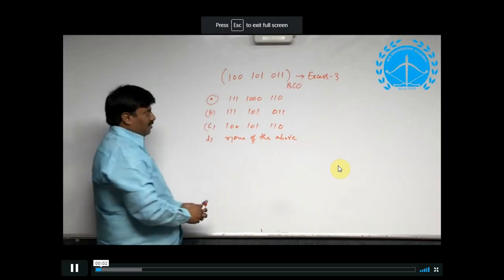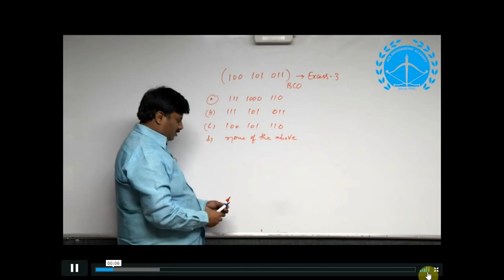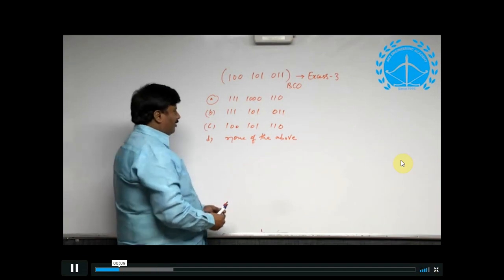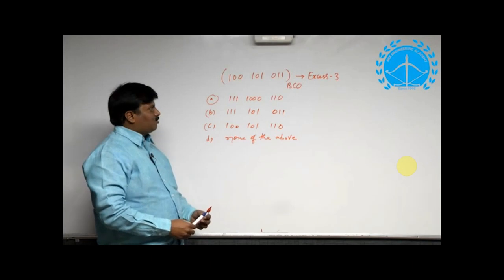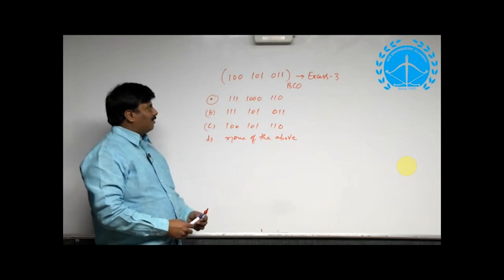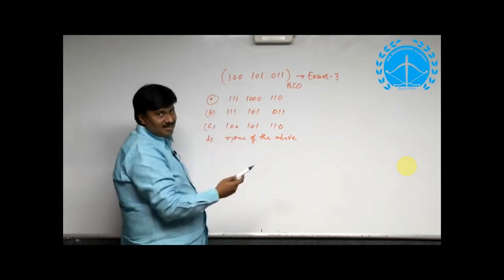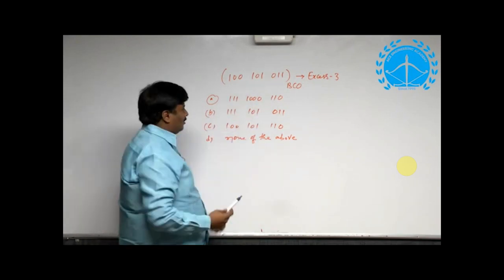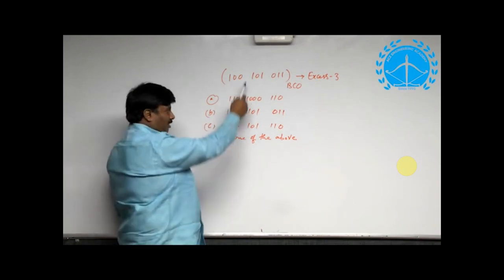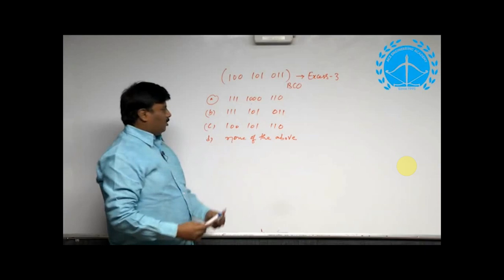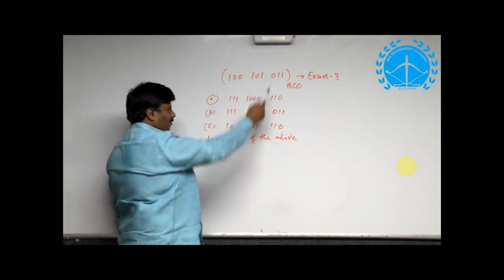To solve this question, let us go through the options given, which convert a BCO into XS3. If you look into option A, it is adding 3 to all the digits given: 4 plus 3 is 7, 5 plus 3 is 8, and 3 plus 3 is 6. Looking into option B, it is 4 plus 3 is 7, 5 remained as it is, 3 remained as it is. Looking into option C, 4 remained as it is, 5 remained as it is, 3 plus 3 is 6.